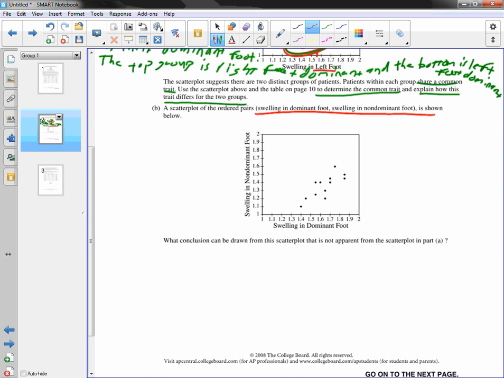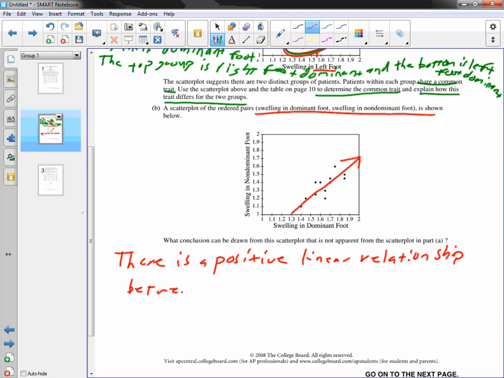Okay, now it asks what conclusions can be drawn from this scatter plot that are not apparent in the scatter plot from part A. So what can you see in this one that you couldn't see in the other one? And the thing that you can see now is that there is a positive linear relationship between swelling in the dominant foot and non-dominant foot.